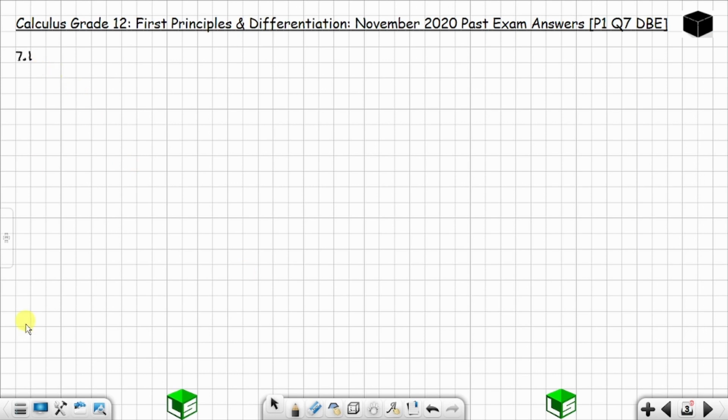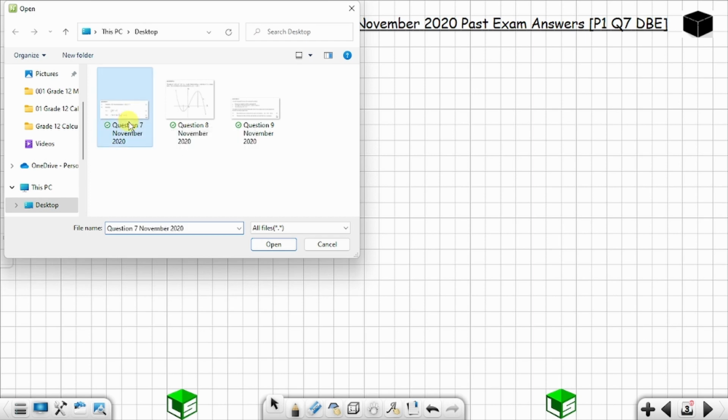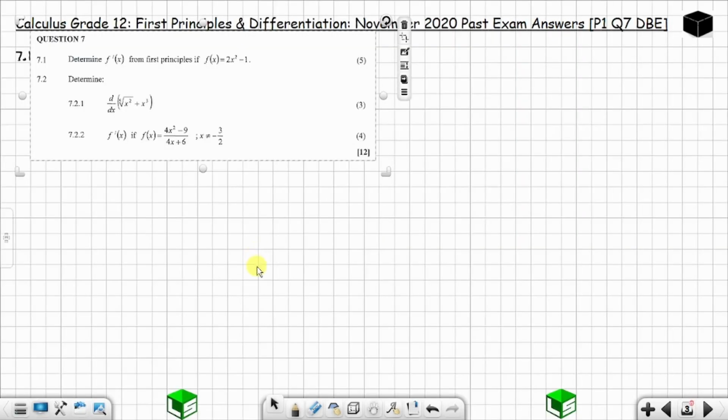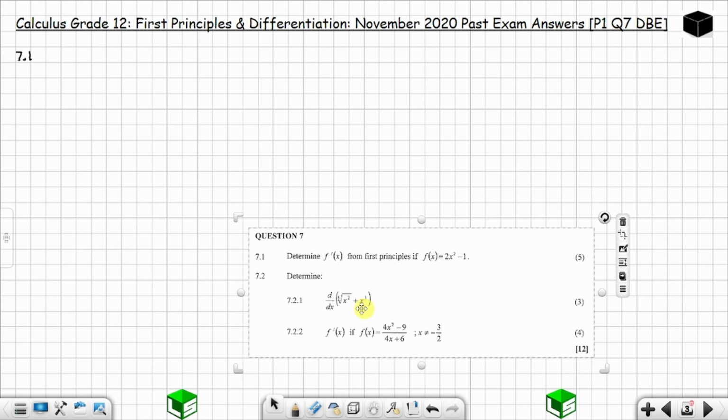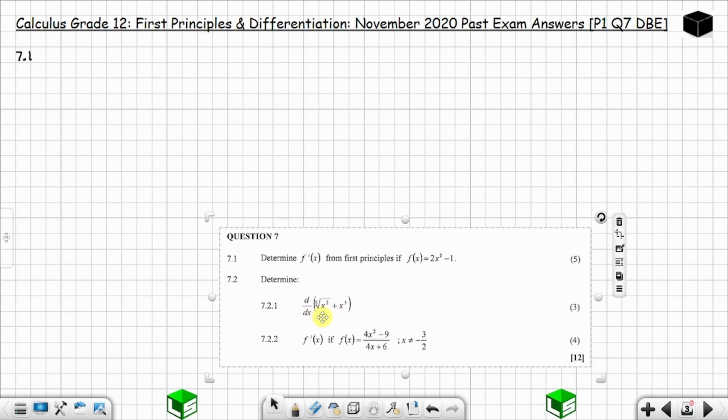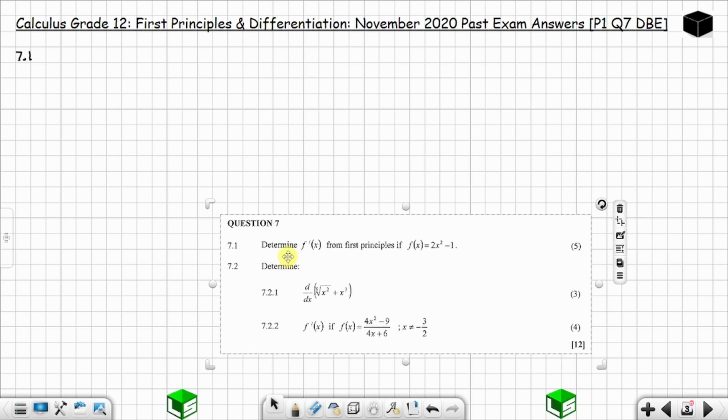Okay, 7.1. Let me get the question again. This is question 7 from November 2020. You can see the question there. 7.1. Determine f prime of x from first principles if f of x is equal to 2x squared minus 1. Okay, this is f of x. The question is asking you to determine f prime, or the derivative of f of x. So you have to use the first principles.